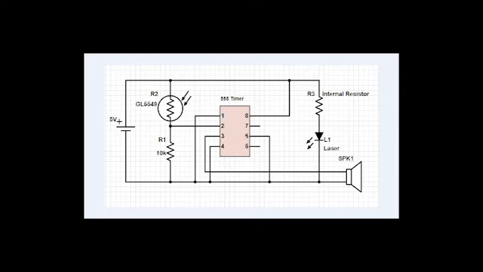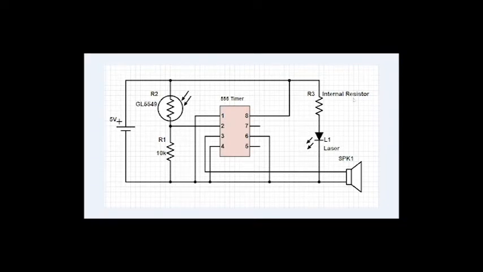Pin 6 works with pin 2 to produce the right output, and for this configuration, we need to connect it to ground. Pin 7 isn't used, so we leave it unconnected. Pin 8 is the power for the 555 timer, so we can connect this to the 5 volt power supply.